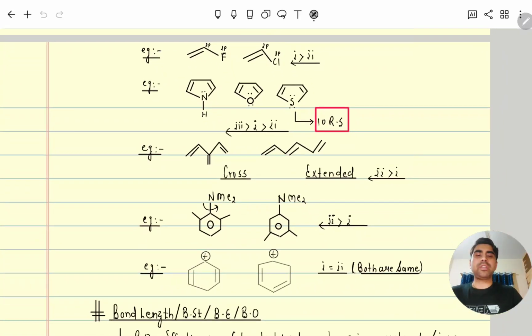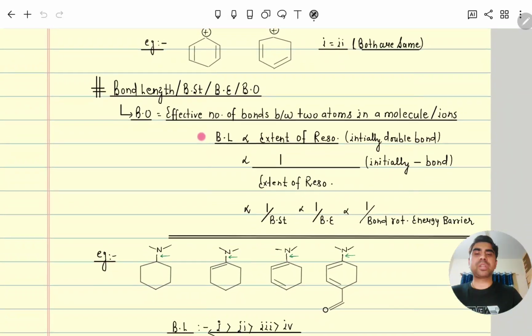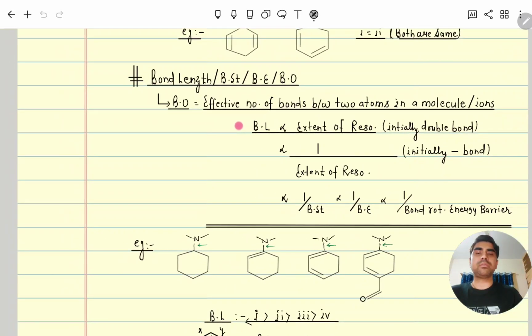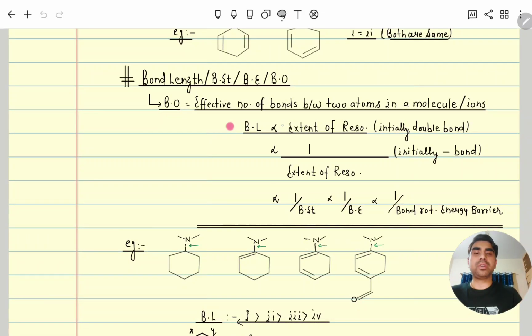So here as we can see, bond length is directly proportional to the extent of resonance. The more the resonance, the more will be the bond length. When it is initially a double bond, due to that resonance it will be a single bond next time. So overall bond length will be increased.